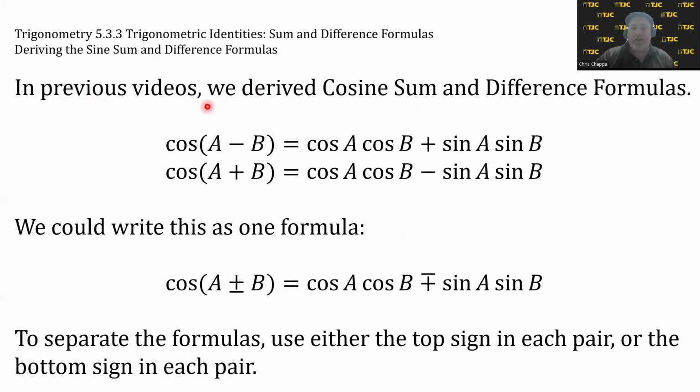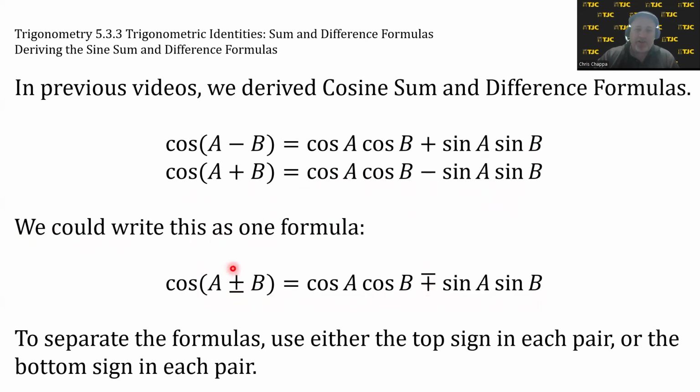In the previous videos, we derived the cosine sum and cosine difference formulas. Cosine of A minus B equals cosine of A cosine of B plus sine of A sine of B, and cosine of A plus B equals cosine A cosine B minus sine A sine B. Now we can write this as one formula. We can write cosine of A plus-minus B equals cosine A cosine B minus-plus sine A sine B.